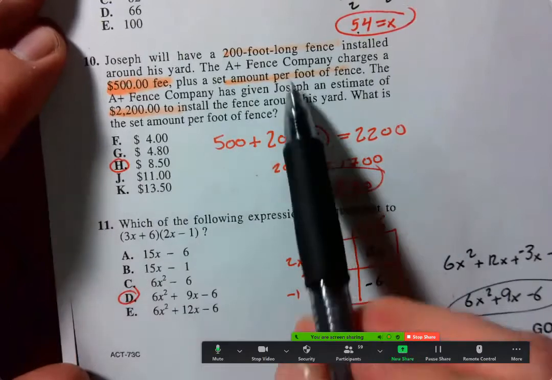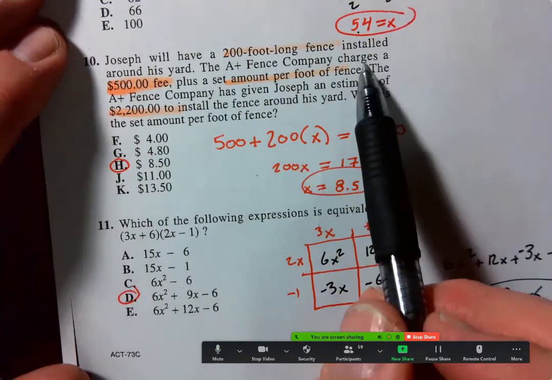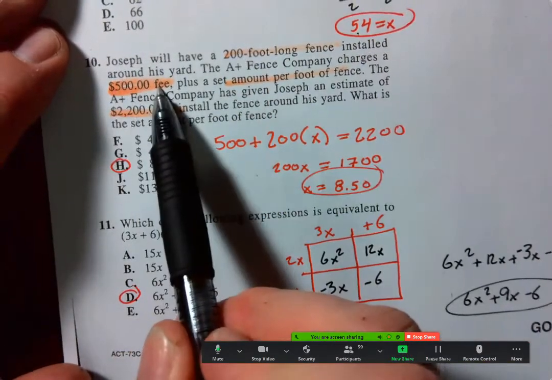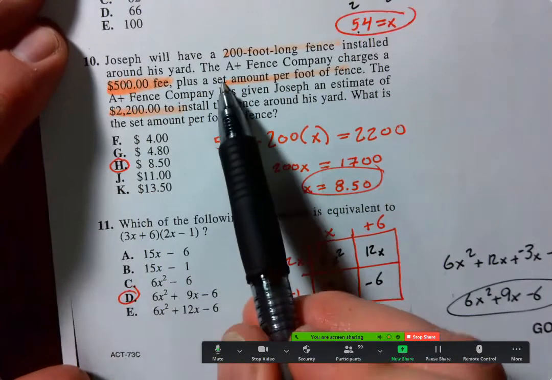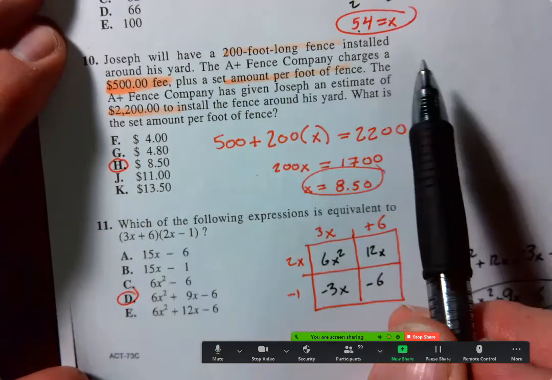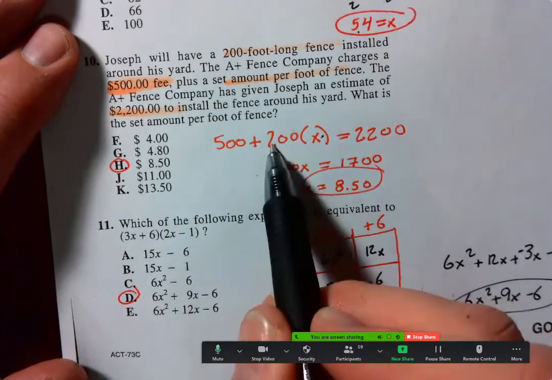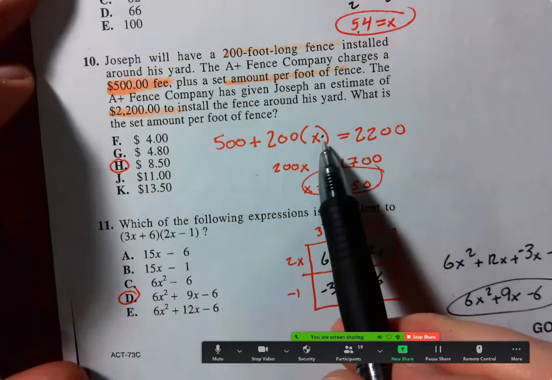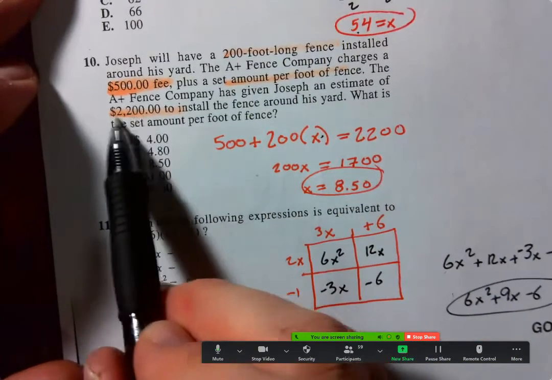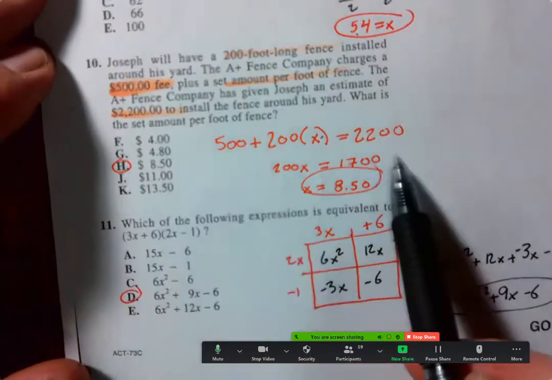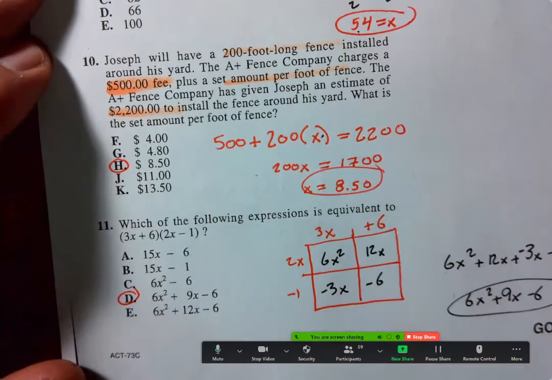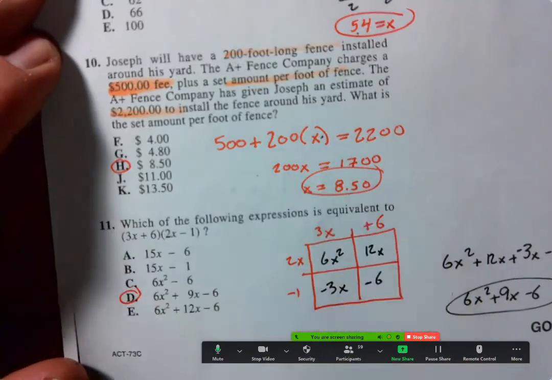Number 10 talks about a fence, right? It's a 200-foot long fence. They charge a $500 set fee, right? Plus a set amount per foot of fence. I'm not sure what that amount is, but they have 200 feet of fence times that set amount per foot. And we know that the estimate is $2,200. So I know that this amount's got to equal 2200. I solve for X, I get 850.